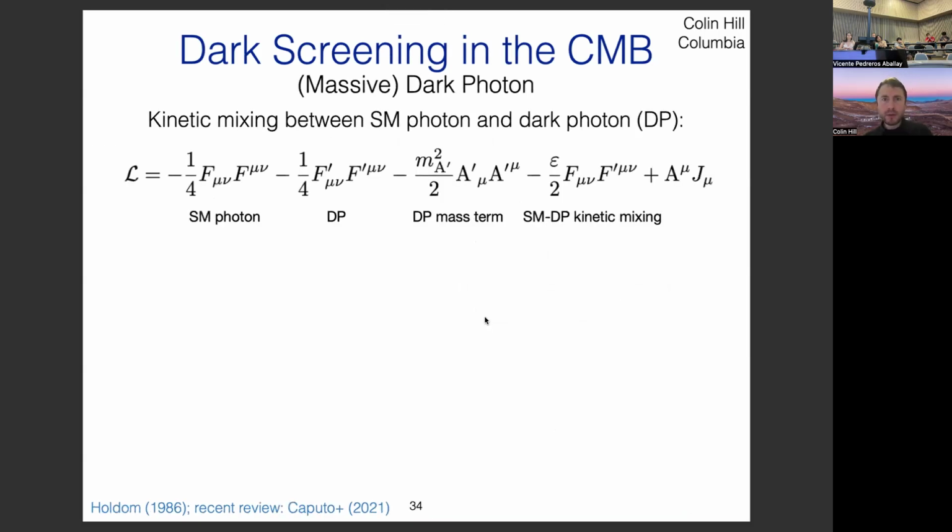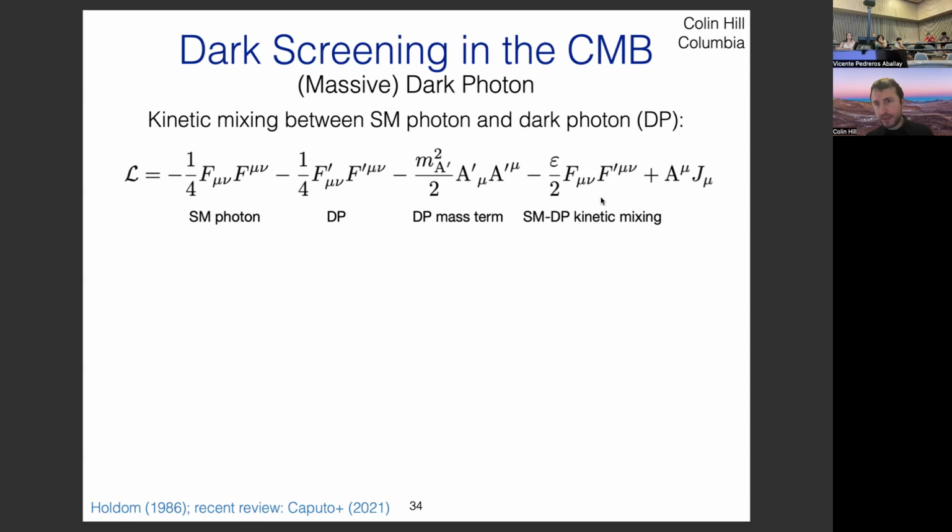So let me start with the dark photon. The Lagrangian looks like this. The first term we all know and love. And then we introduce a new dark photon that has, again, the same type of kinetic term for itself. It's also going to have a mass term, shown here.